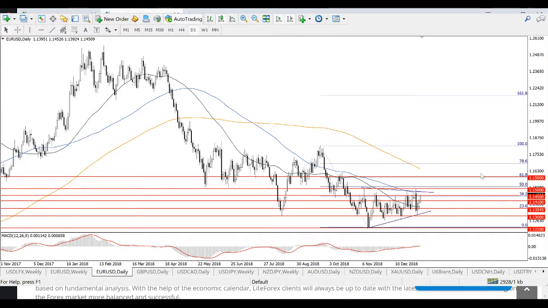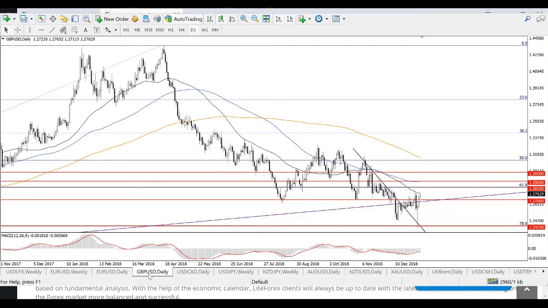On the daily chart, we can see the levels marked here. The euro will likely pressure the upper border of this range. So we will either trade on the break of the range, or the euro dollar can still remain in this range for some time more.